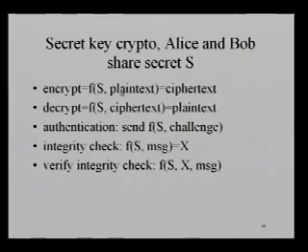In order to encrypt a message, it's some sort of function of the shared secret S and the plaintext, which gives you the ciphertext, which is the encrypted stuff. To decrypt, it's a function of the same key S and the ciphertext, which gives you the plaintext. And authentication is somehow you're challenged to do something with your secret. So you're given a challenge and you send some sort of function of the secret and the challenge. An integrity check is some sort of function of the secret and the message, which gives you a checksum X. And to verify the integrity check, it's a function of the secret, the integrity check X, and the message.